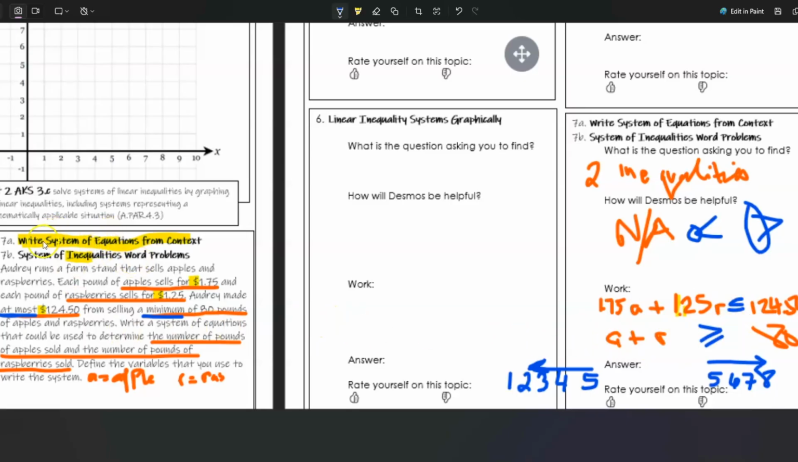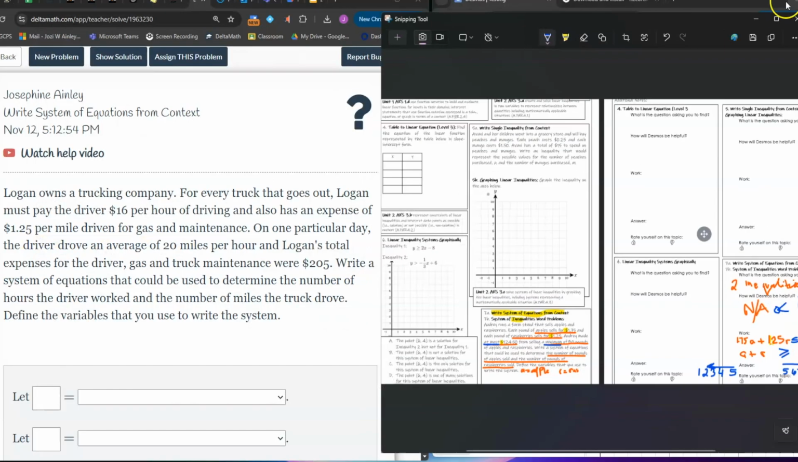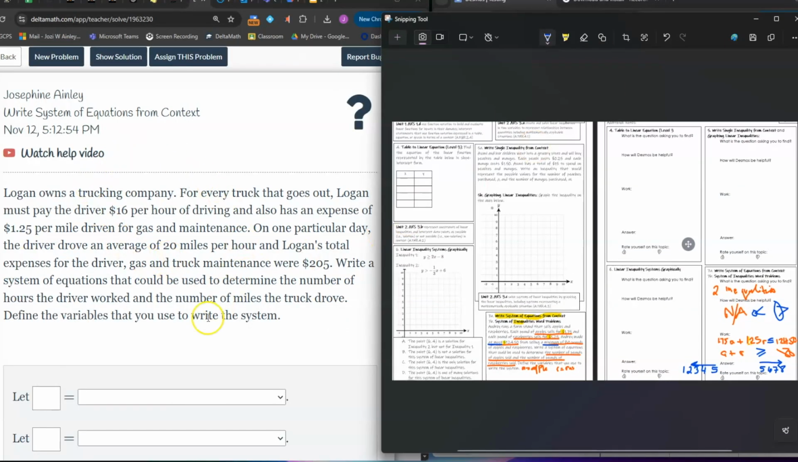Okay, so the only difference between equations, like I said, is this will be an equal sign, and then when you do system of inequalities, it'll be an inequality. So my test is going to be on inequalities. Now, when you get on Delta Math, there is one little difference. So let me go ahead and make sure I get a question from that.